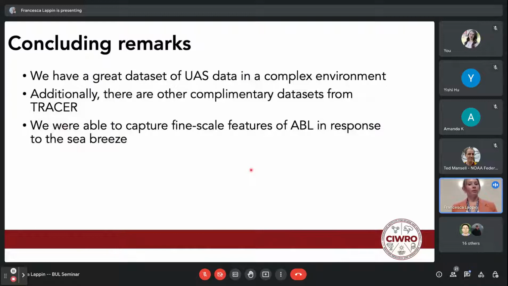I've only had this data set for a few months, but I just want to point out that we've collected a really cool data set in a complex environment, and the other components in TRACER are really forming a very complementary and distinctive data set that I think will be incredibly useful for years to come. And we have been able to capture these fine scale features in the boundary layer. That was one of the first goals.